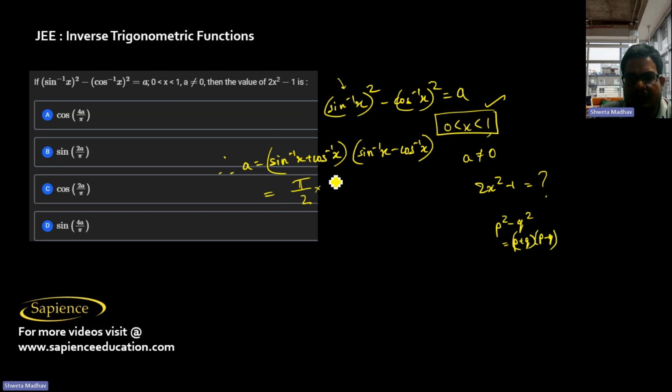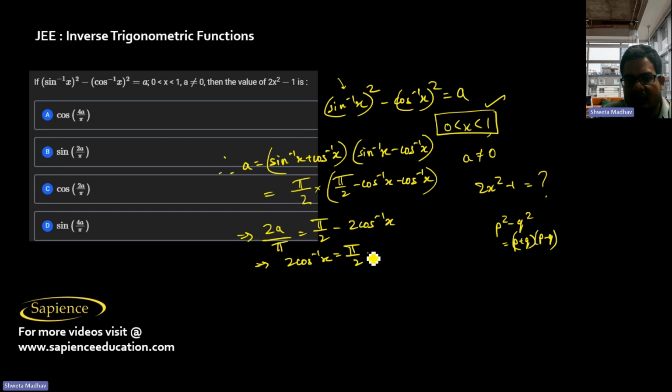And for this, sine inverse x, I can write pi by 2 minus cos inverse x, and minus cos inverse x. So this is pi by 2 minus 2 cos inverse x. So therefore I can say 2a by pi is equal to pi by 2 minus 2 cos inverse of x. This we can take here. So therefore 2 cos inverse x, I can say, is pi by 2 minus 2a by pi.